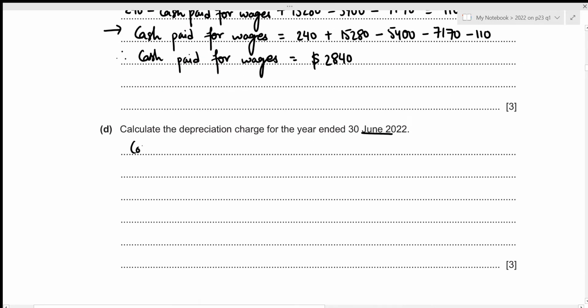Let's figure out the cost. We'll start with the cost at our opening date, which was 18,480. Then we need to subtract the cost of the disposed machinery, that's minus 6,000. And then we need to add the cost of the new machinery purchase, so that's plus 9,200. And this gives our cost at the ending date of 30 June 2022 the value of 21,680.